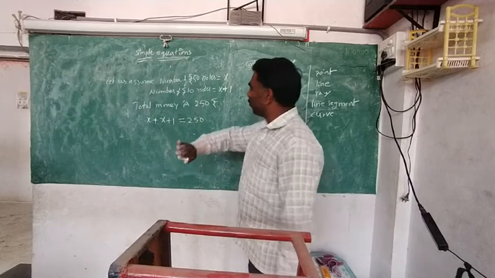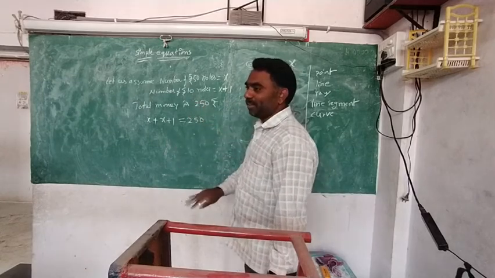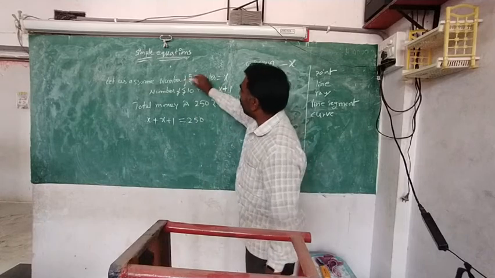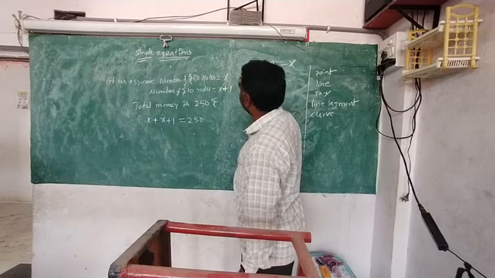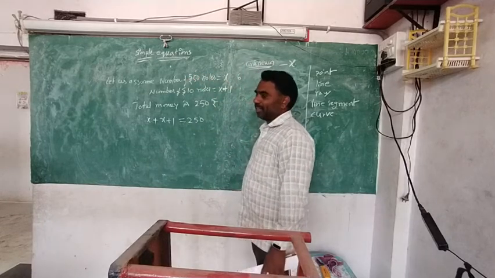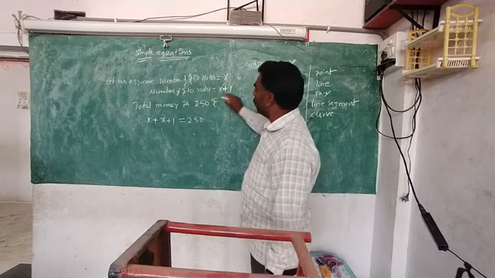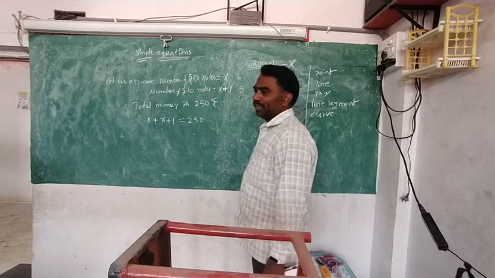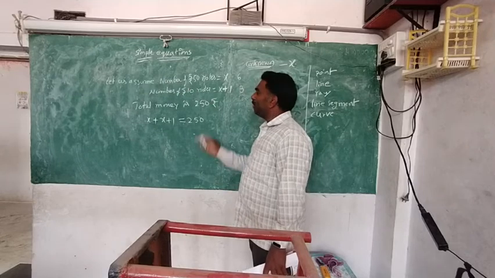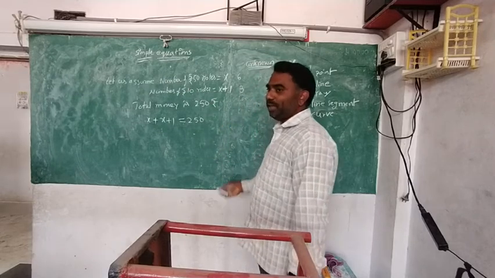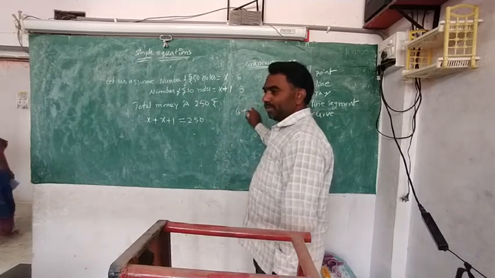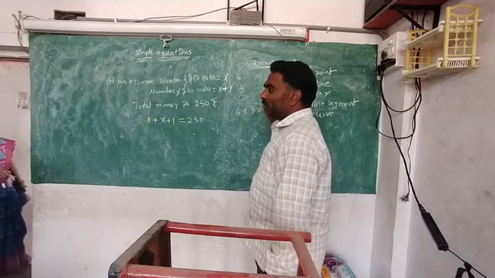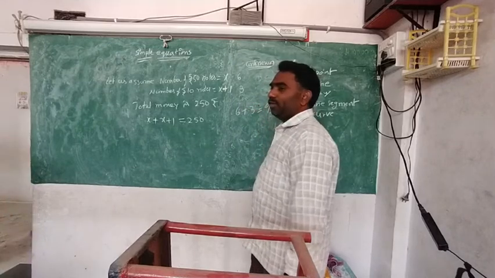Okay, now the same question, without alphabets, I am discussing. The number of 50 rupee notes is 6. The number of 10 rupee notes is 3. Now how much money is there? You are saying 6 plus 3 is equal to 9 rupees.